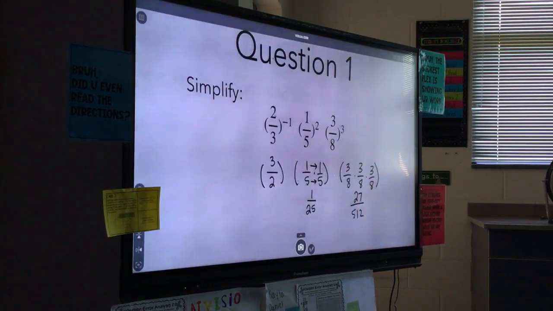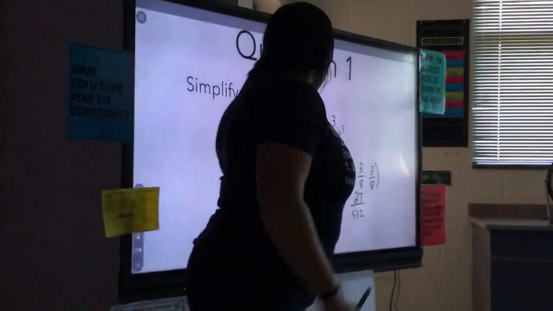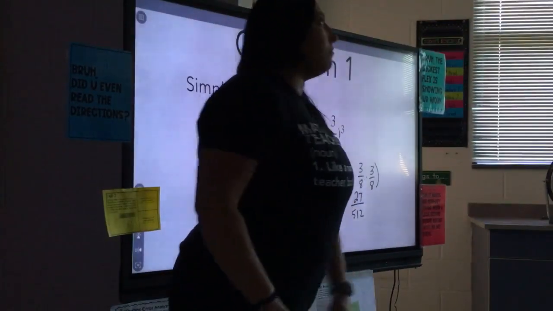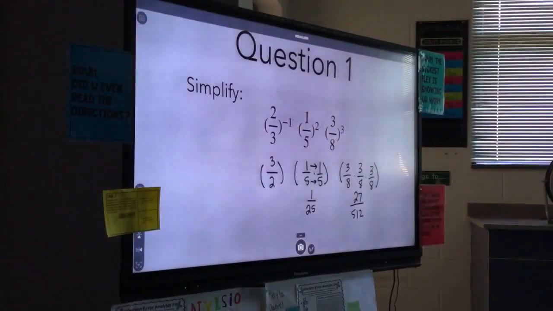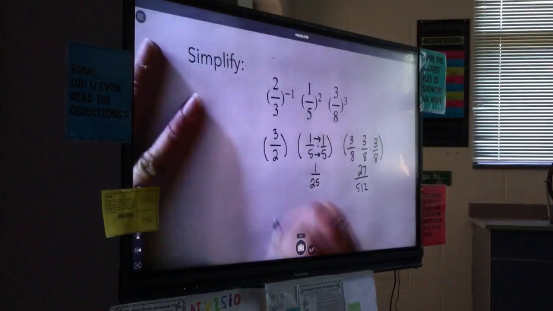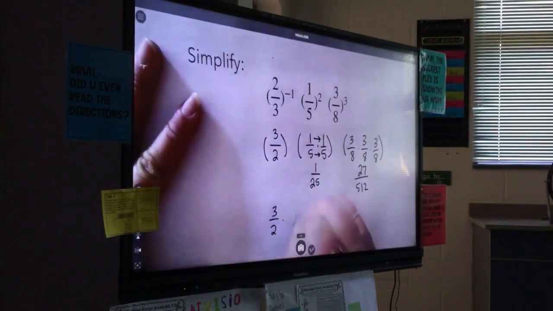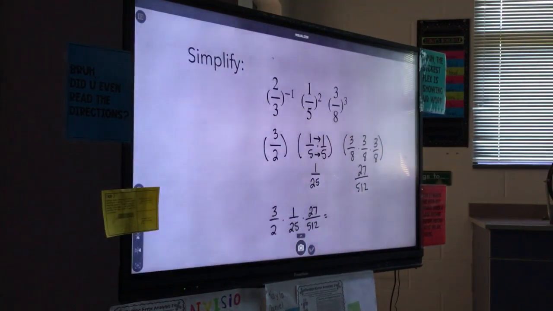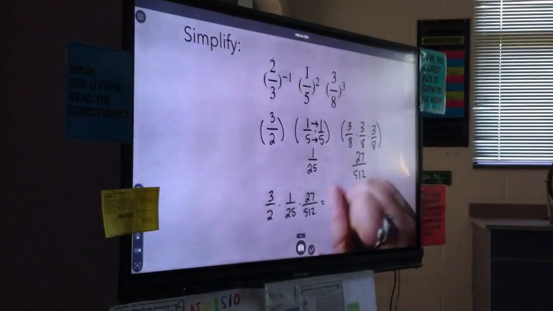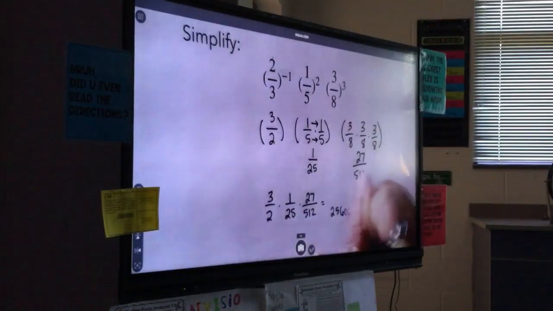So now we've kind of gotten rid of our exponents, but we're not done yet. What do you think we now need to do with 3/2, 1/25, and 27/512ths? Multiply. Yes. So down here, you're going to do 3/2 times 1/25 times 27/512ths. Now, I'm going to be really nice to you guys. I'm going to tell you this bottom number. You have to do the top number.